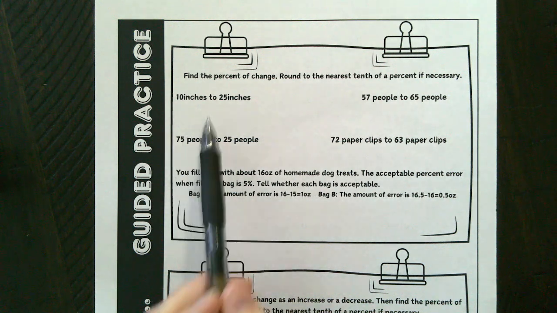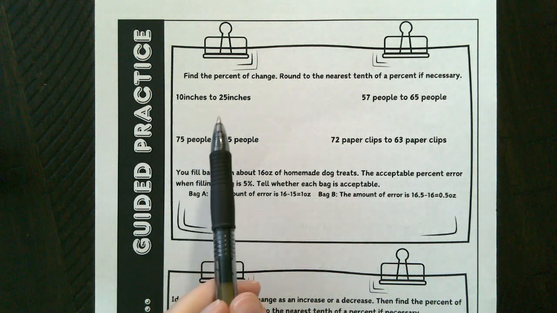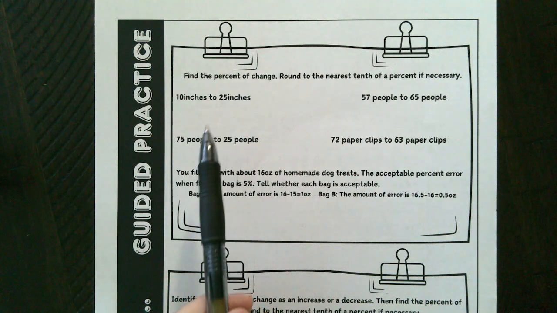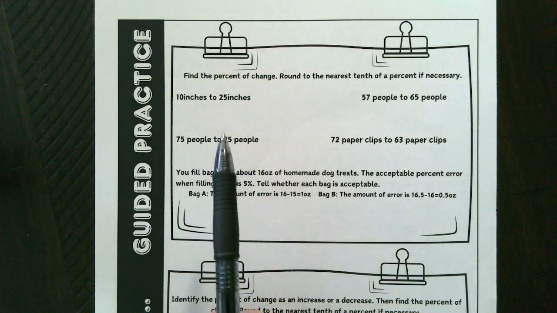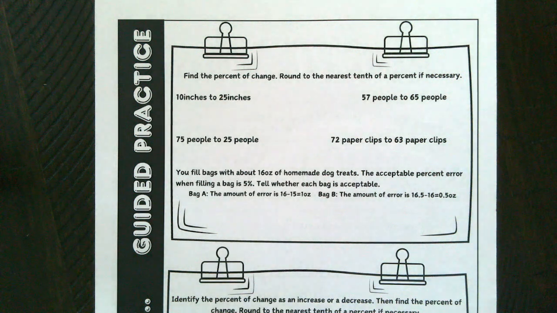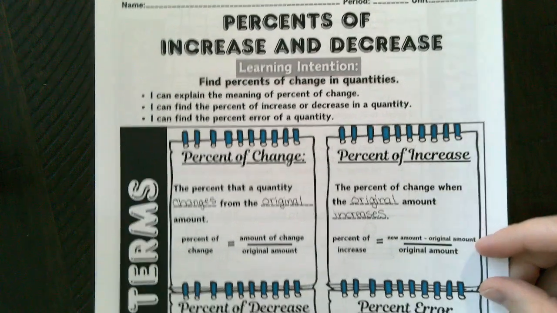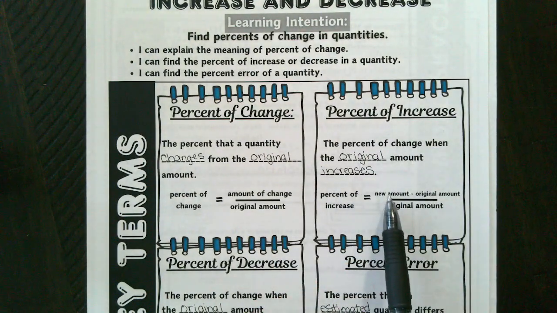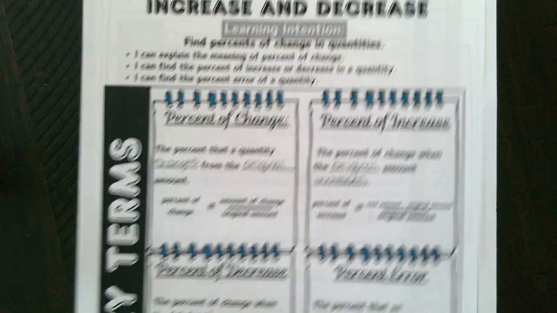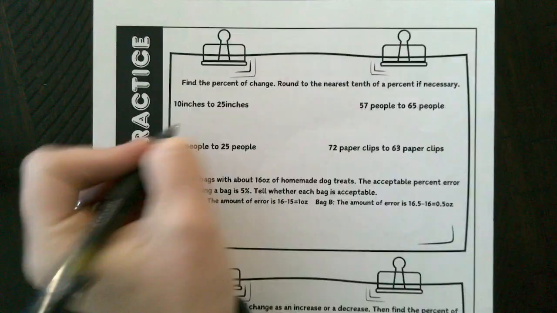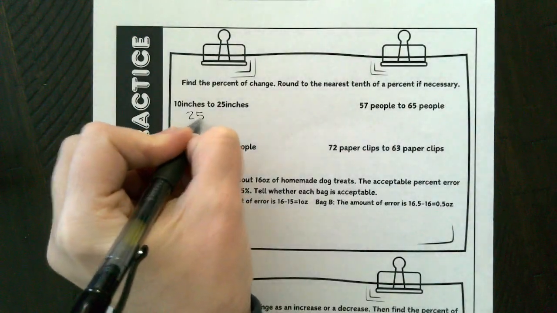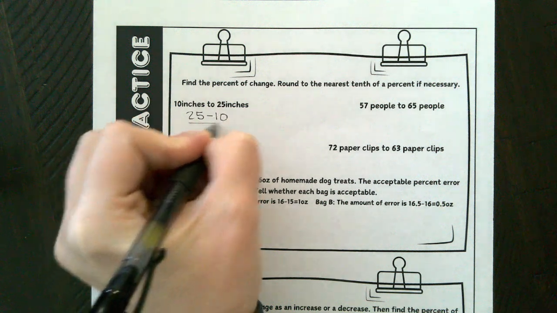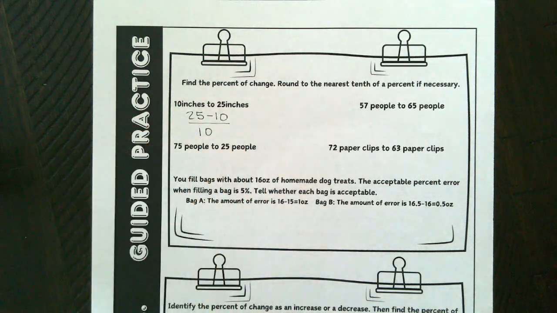So the first one says 10 inches to 25 inches. Well, 10 inches to 25 inches tells me that we're going from the original amount to a larger amount, which means we're increasing, right? So if I was to go back here and look at my key terms, the percent of increase is the new amount minus the original amount all over the original amount, okay? So my new amount was 25 inches minus my original amount all over my original amount.